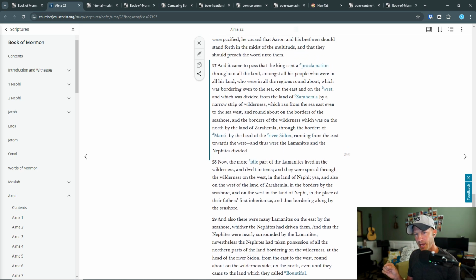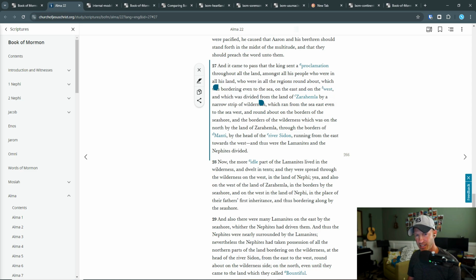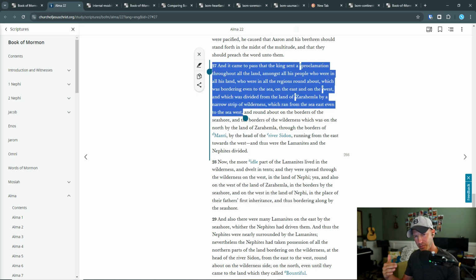And it came to pass that the king sent a proclamation throughout all the land amongst his people who were in all his land, who were in all the regions round about, which was bordering even to the sea on the east and on the west, right? His land of Nephi runs from the east sea to the west sea, which was divided from the land of Zarahemla by a narrow strip of wilderness, which ran from the east sea to the west sea. We've covered all of that, right? You're with me? So we're all on the same page here.